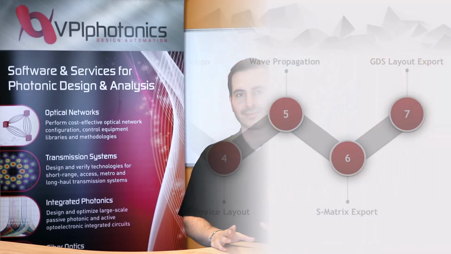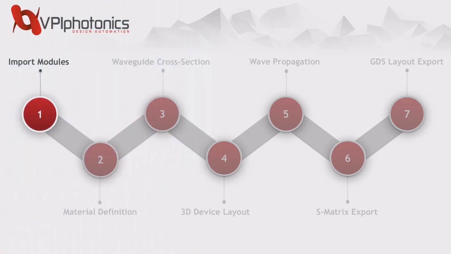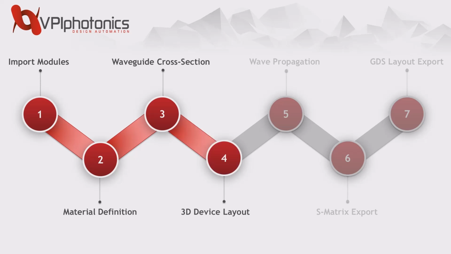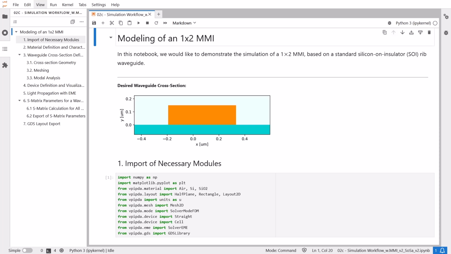Let's get started. Most integrated photonic devices are based on a waveguide cross-section. Therefore, after importing the VPIdeviceDesigner Python modules and defining all materials, the first step is usually to define and analyze the waveguide cross-section. Once that is defined, the 3D device can be easily derived from it. Now follows the heart of the device design: simulating the wave propagation, extracting the S parameters and optimizing the design, and exporting the final layout.